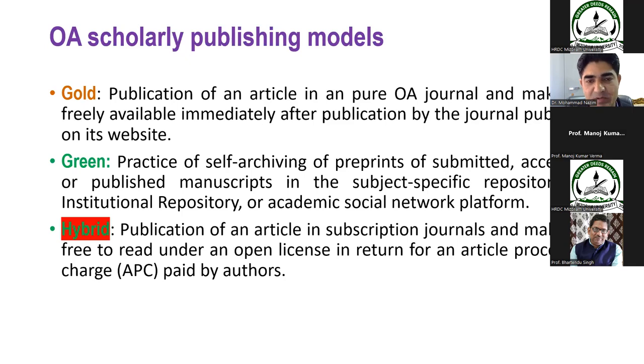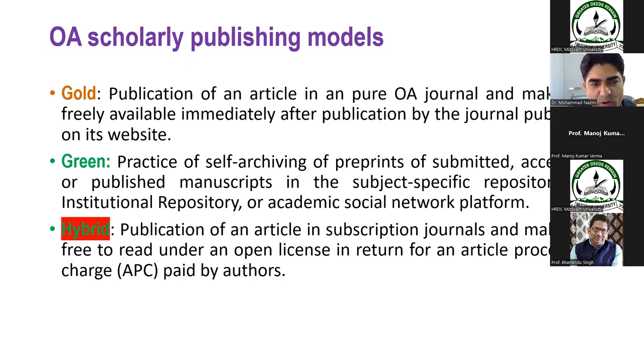That is subscription mode. So an issue of the same journal may have, suppose, 10 articles, out of which 5 may be open access and 5 may not be. This is called the hybrid model. And there are pure open access journals where all the articles are open access. So these are the gold, green, and hybrid models.